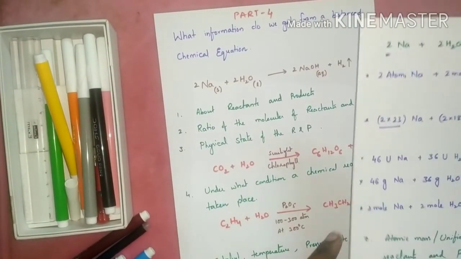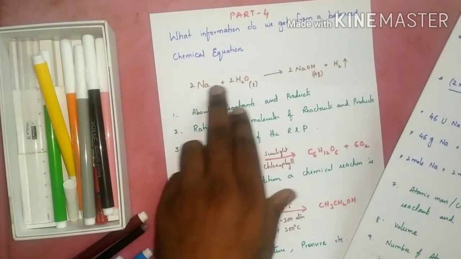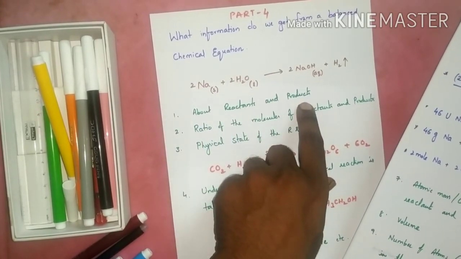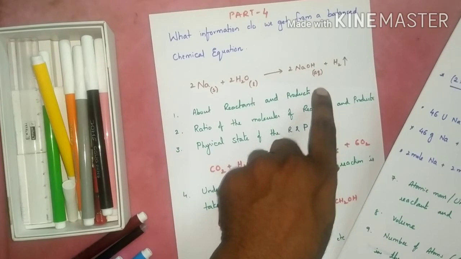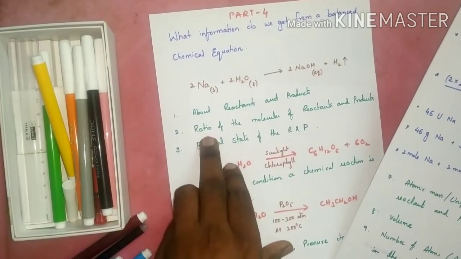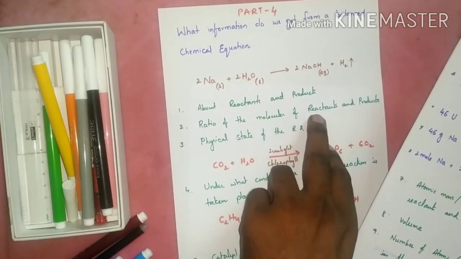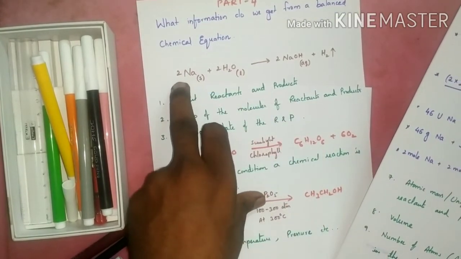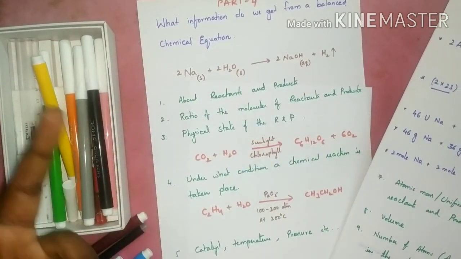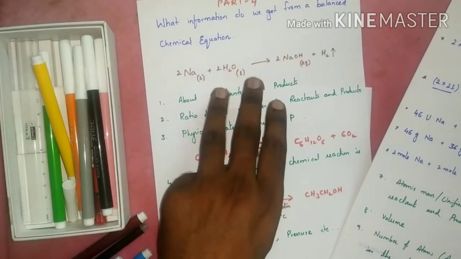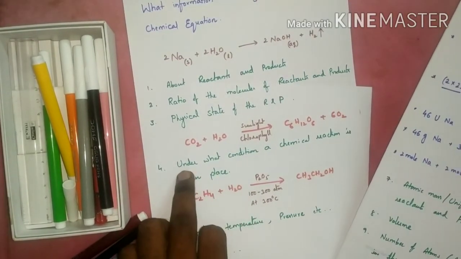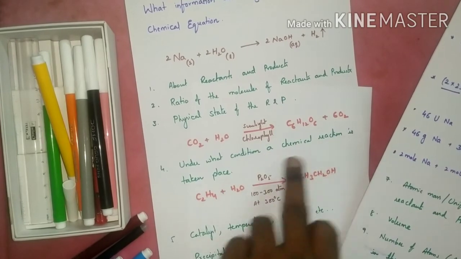Let us recall how much information we are getting. A balanced equation will say what the reactants and what the products are. It can say the formulae of the reactants and products especially. Second, it says the ratio of the molecules of reactants and products. How many molecules of reactants are there, how many molecules of products are there. Third, it can say the physical state of the reactants and products. The fourth one, it can say under what condition a chemical reaction takes place.